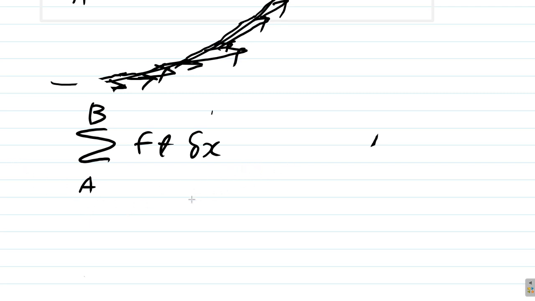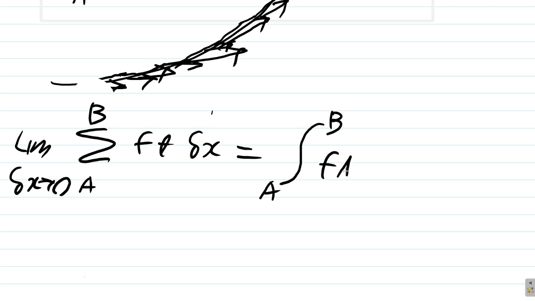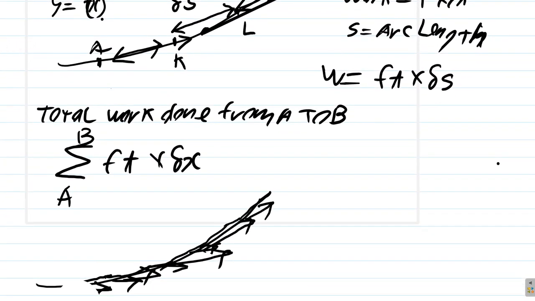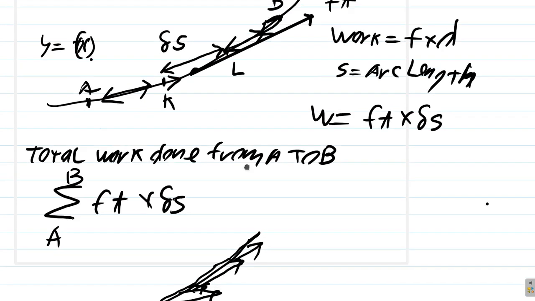Now the limit as delta s of this tends to 0 would be equal to what? Let me erase this. You change this to the integral from A to B of f of t ds. I put x there instead of s. It's ds. From what I remember, I use s for the length of the chord. Right, it's delta s. The length of the chord, s.